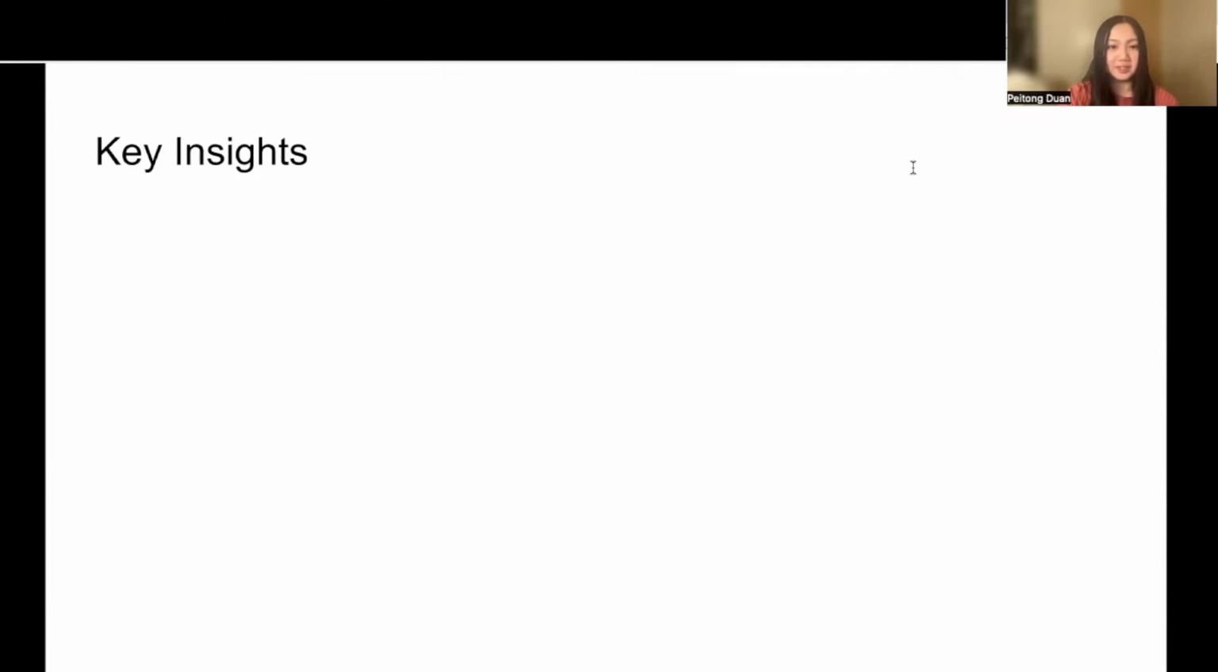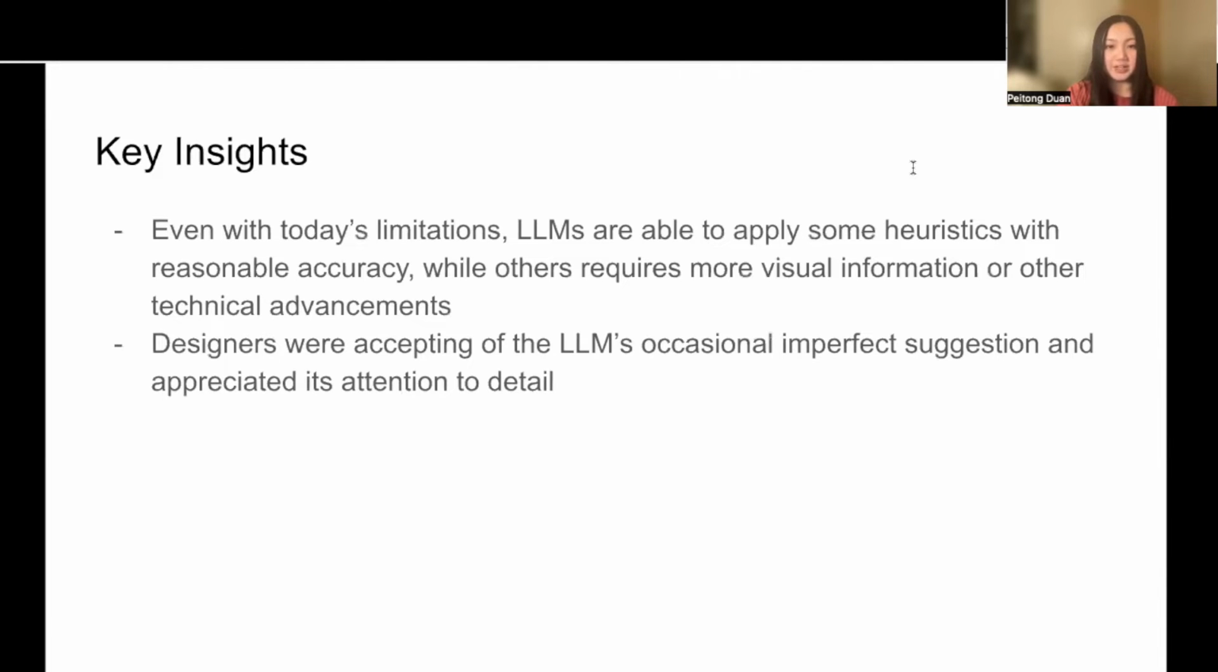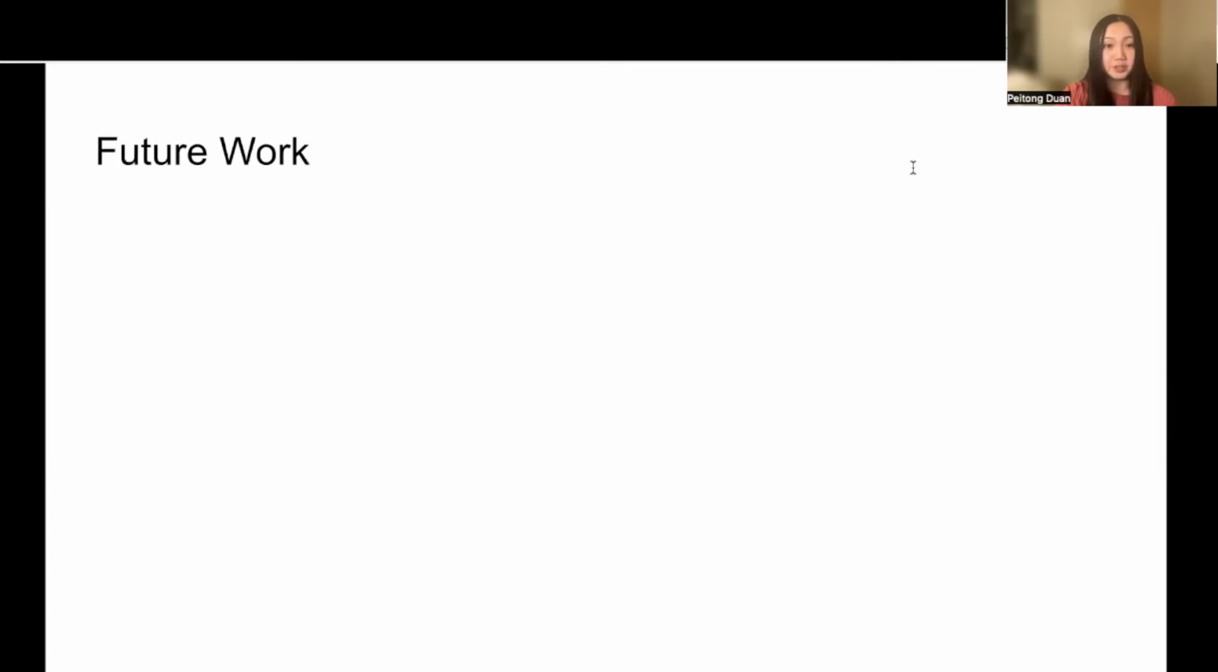Key insights from these studies are that despite current limitations, LLMs are able to apply some heuristics with reasonable accuracy, while others require more visual information or other technical advancements. And designers were accepting of occasional imperfect suggestions and appreciated the LLM's attention to detail and its other strengths. This means that while LLMs will not replace human heuristic evaluation, they will likely become a valuable addition to design practice. So this research opens up exciting opportunities for future work.